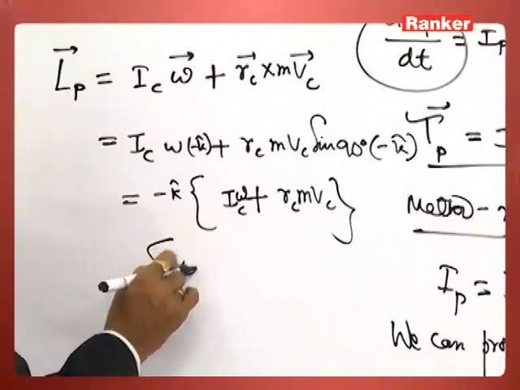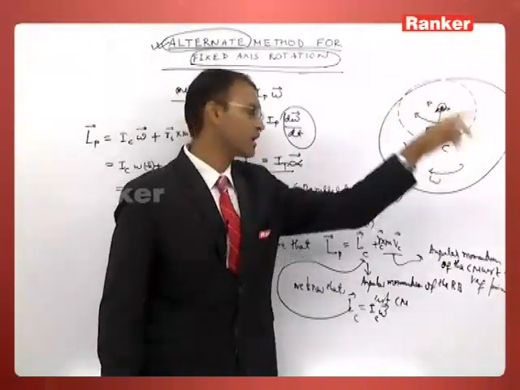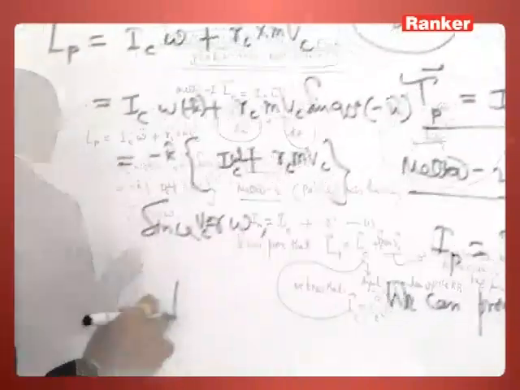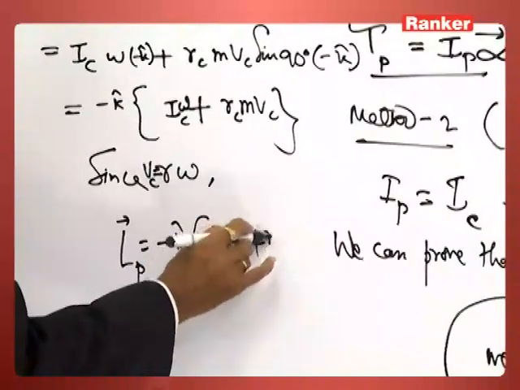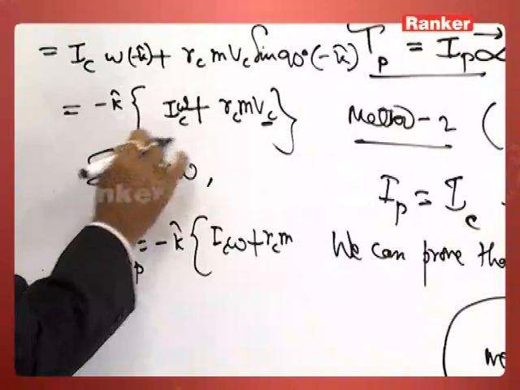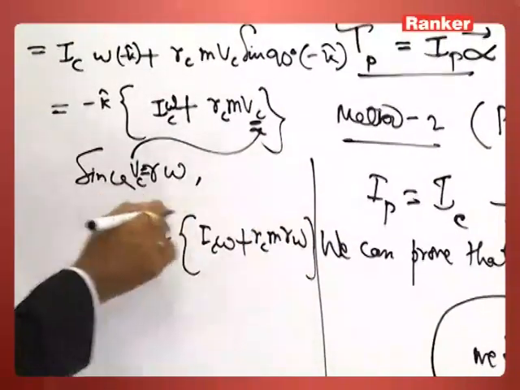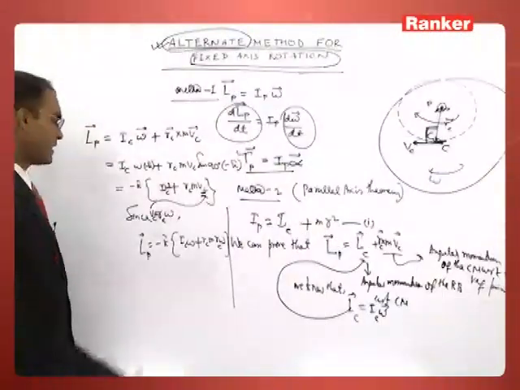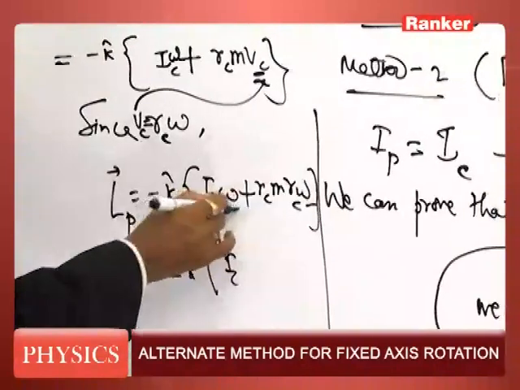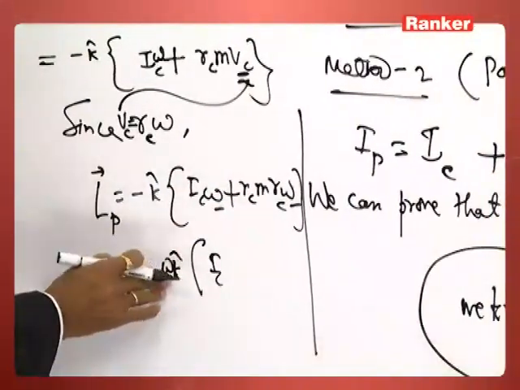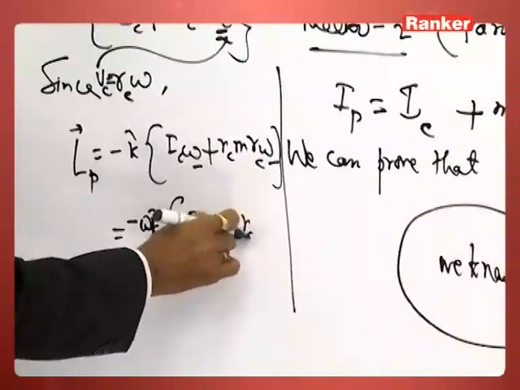Since Vc is equal to R into omega, because this point is moving in a circular path, we have Lp is equal to minus k cap Ic into omega plus Rc m into, instead of Vc, you can write R omega. R means Rc. Rc into Rc is Rc square. K cap, Ic, omega you take common, minus omega k cap into Ic plus m Rc square.